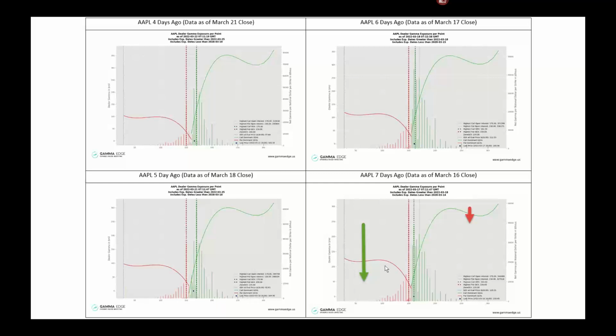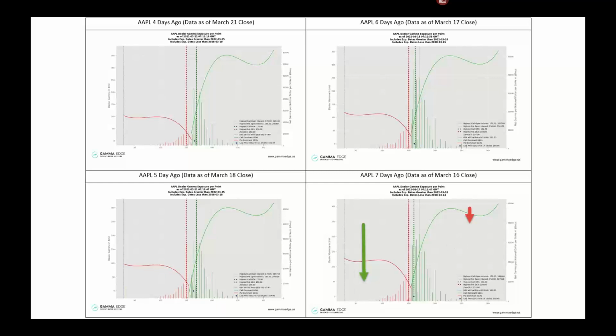More puts are being reduced or removed from the overall system, and not a huge drop in the overall amount of calls here. So again, we're starting to see more and more call gamma build in. And just look at how the structure here is starting to really dominate on the positive gamma side. Mike, anything to add here?